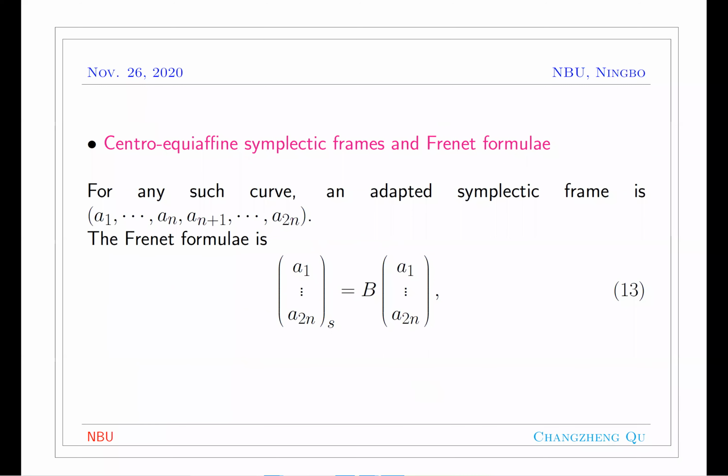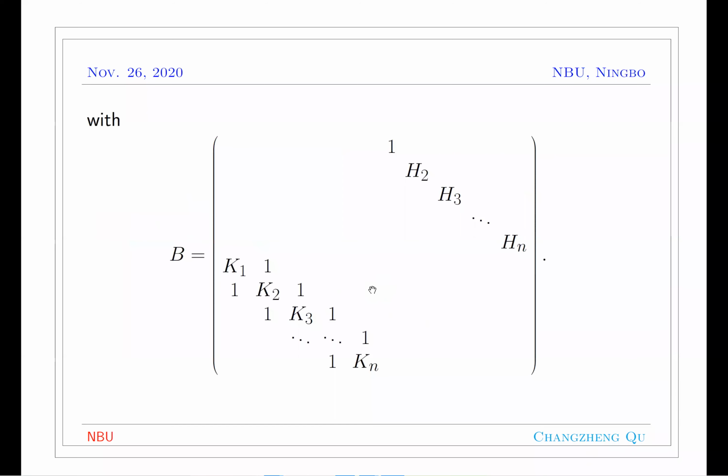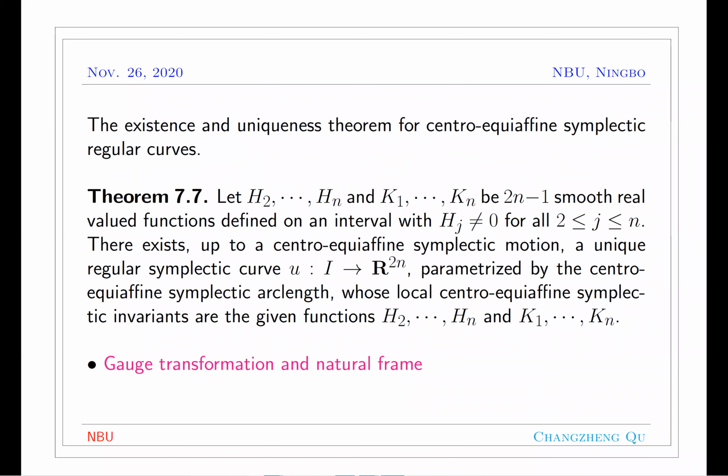Here I don't provide the details of how to construct the moving frame in the central equi-affine symplectic geometries. Actually we can get the Frenet formulas in these geometries, where B is a matrix of this form. To study the invariant curve flows in these geometries, we need a fundamental theory for the central equi-affine symplectic regular curves.